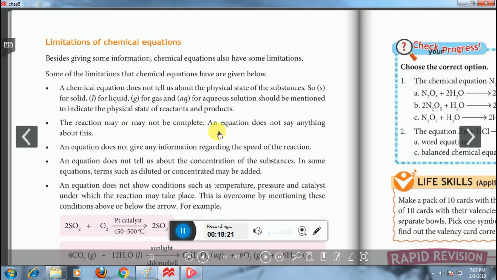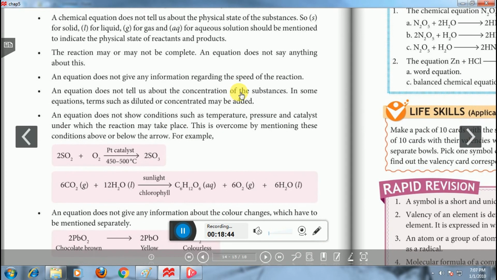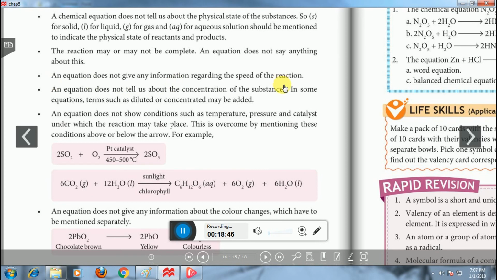The reactions may or may not be complete. Remember, some reactions may not complete throughout our lifetime, for example, nuclear reactions. But the balanced nuclear reaction will never tell you whether it will be completed or not. And an equation does not give any information regarding the speed of reactions. This is a more important fact.